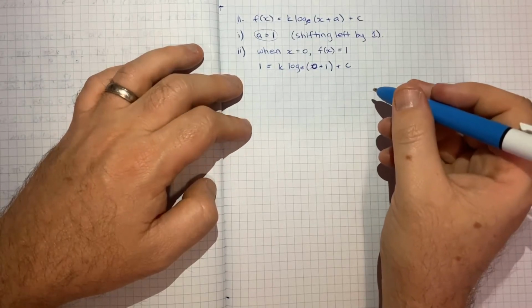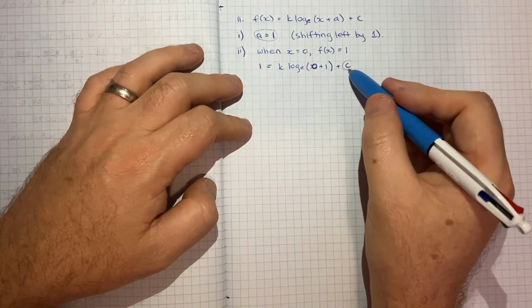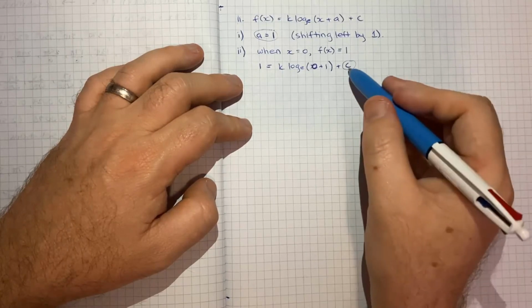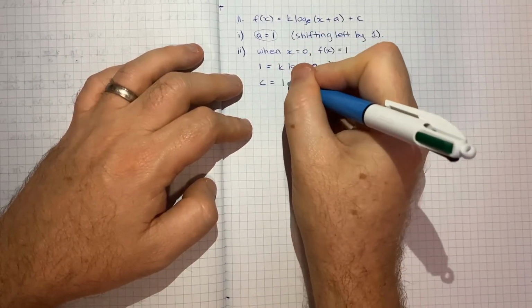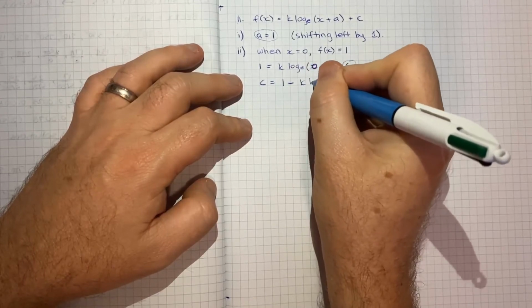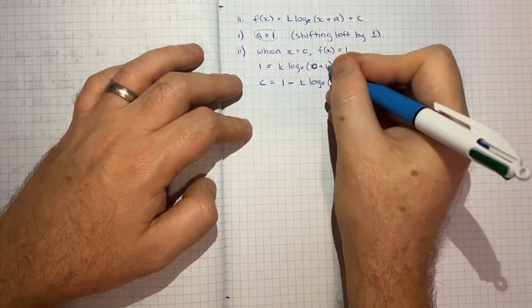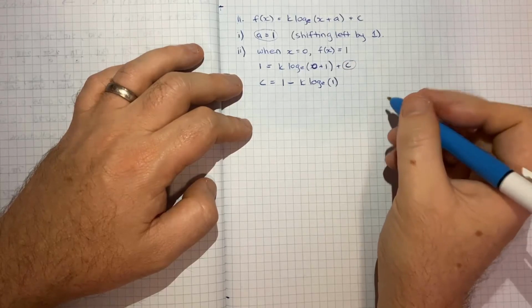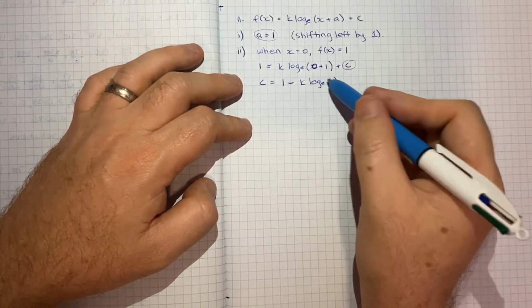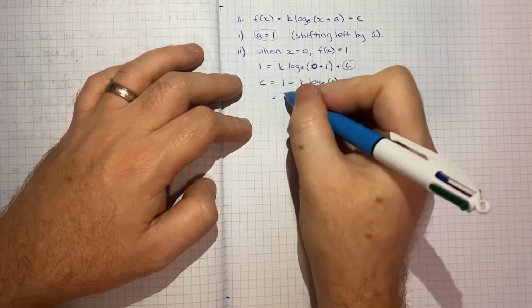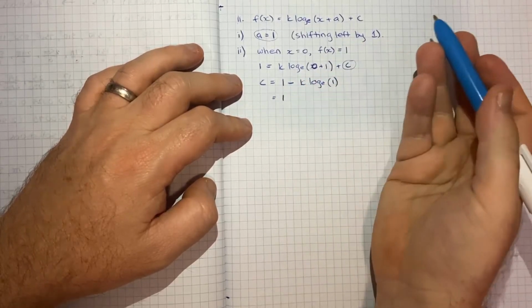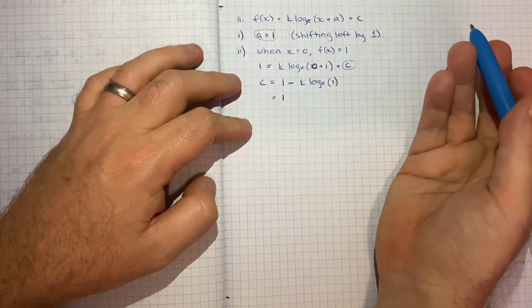So if we rearrange for c, we'll get c is equal to 1 minus k times the log of (0 plus 1), which is 1. Now the log of 1 is itself 0. So that means it's going to be k times 0. So we're just going to get 1 minus 0 equals 1. Therefore c is equal to 1.